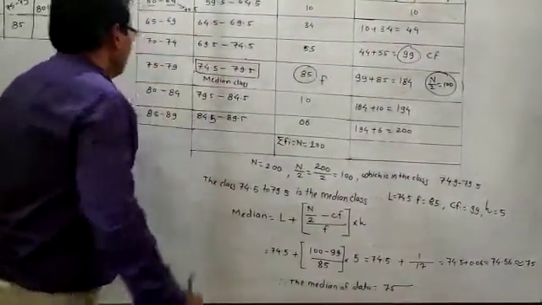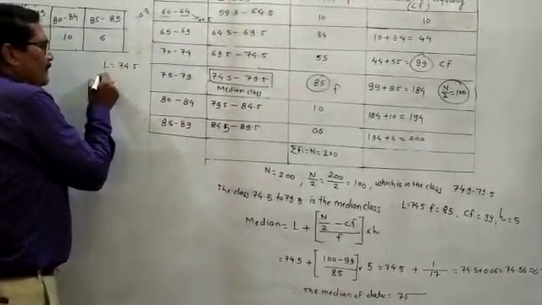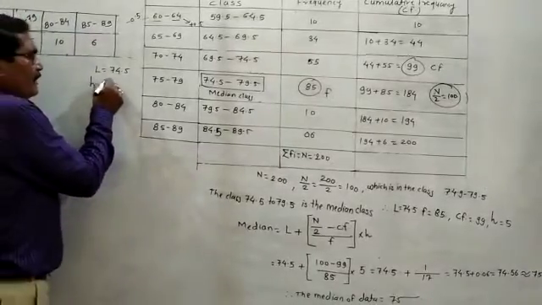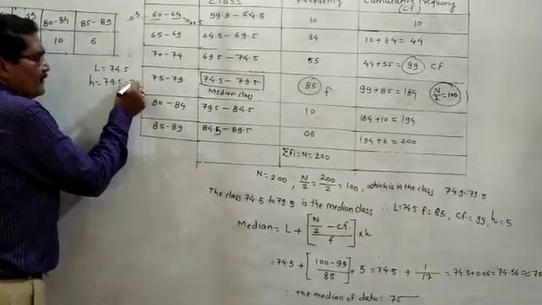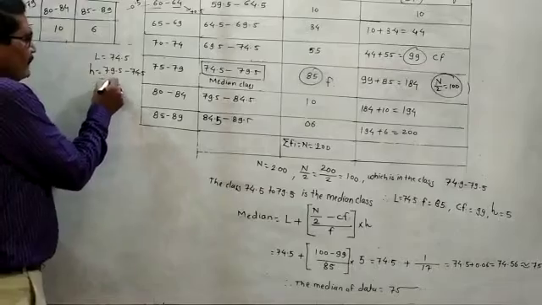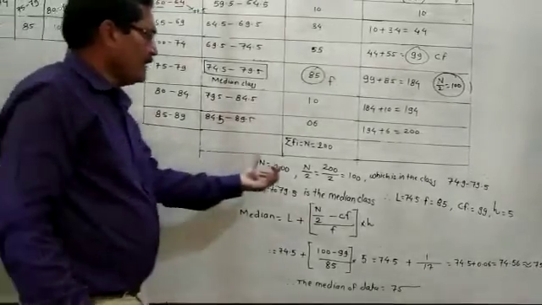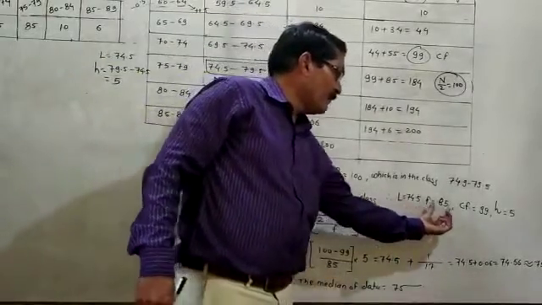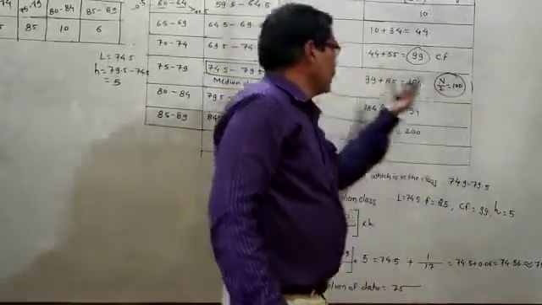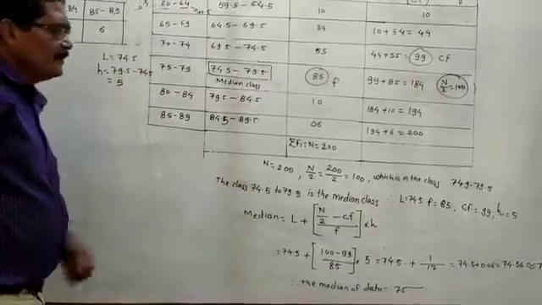Then the lower limit of the median class is equal to 74.5, and the class height of the median class is equal to, from the upper limit 79.5, you have to subtract 74.5. At that time you will get the answer 5. So this class height is 5. So we have each and everything: L is equal to 74.5. Frequency of the median class is 85. Cumulative frequency is 99. Class height 79.5 minus 74.5 is equal to 5.